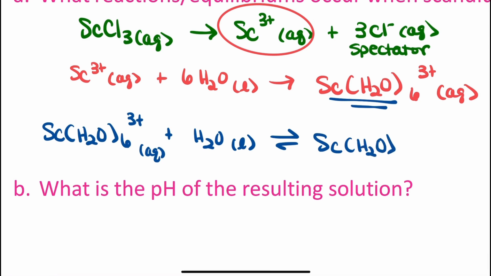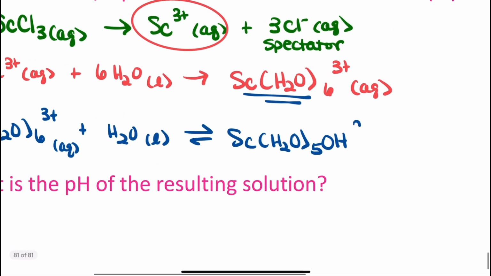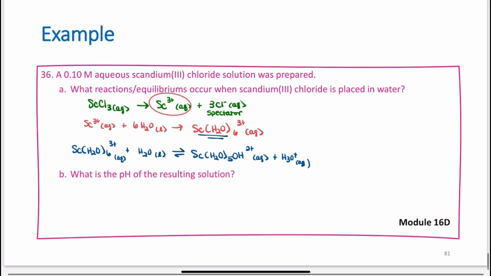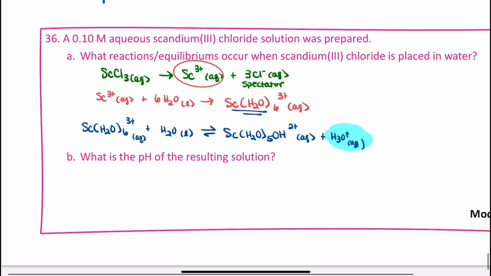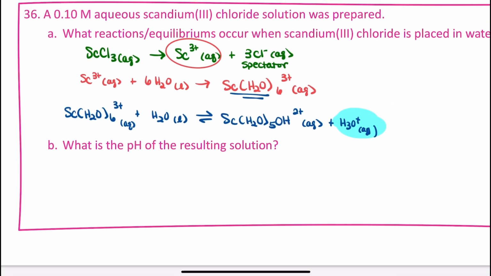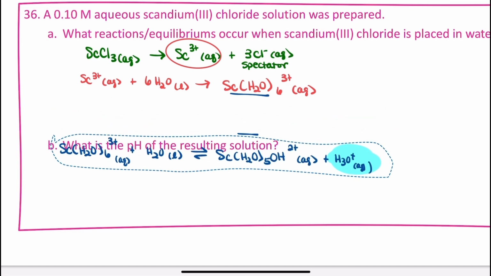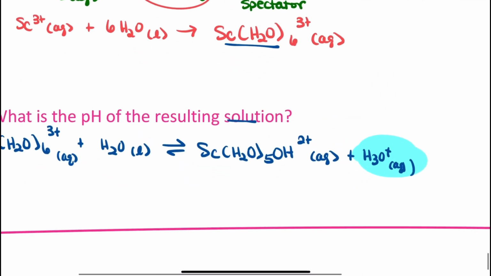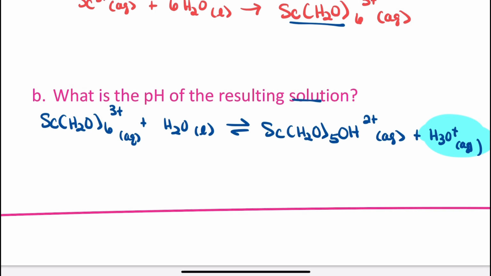Sc(H2O)5OH, because I don't have 6 waters anymore, one of them got switched to hydroxide, and now it's a 2 plus charge. And it forms hydronium ion. The production of this species is what's making it acidic. So now I can figure out the pH of the solution. I'm doing that because I'm tired of writing these out, to be honest with you.